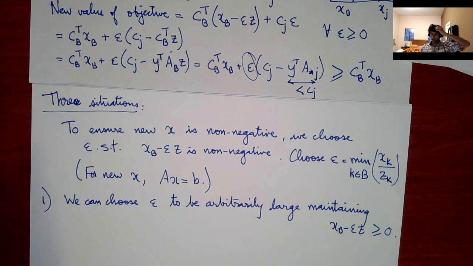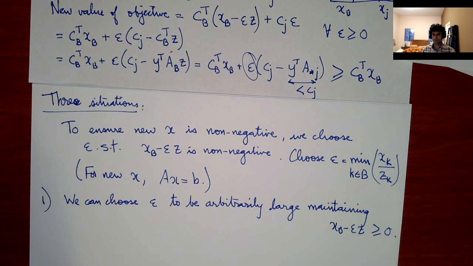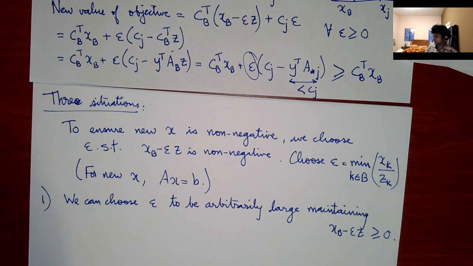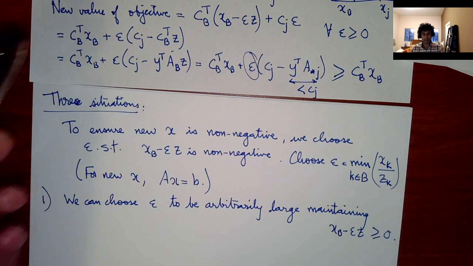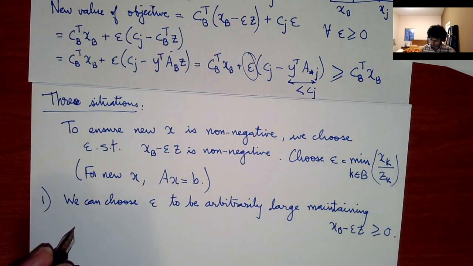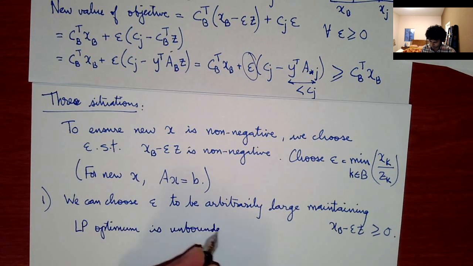Any comments? So suppose I could set epsilon to be arbitrarily large, then what would happen over here? X naught is unbounded. X naught, you mean the value of the objective? Yeah, is unbounded, exactly, which means the LP is unbounded. In this case, that means the LP optimum is unbounded, or you can think of it as it doesn't exist.